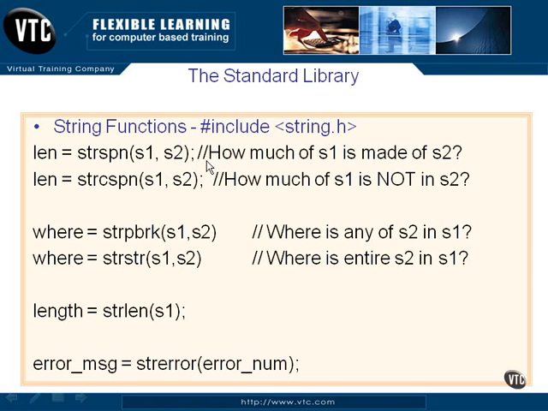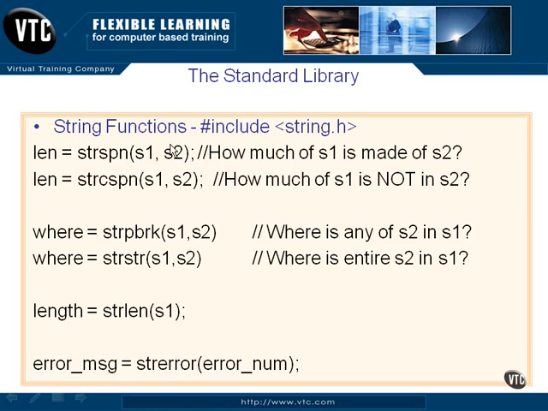So if this is the string, how much of S1 is made up of S2, and S2 was the letters HOW, we would see that 3 would be returned, because the H, O, and W is where the prefix stops. That's how much of the beginning of S1 is in S2. If you make S2, let's say, just a space, you can find out how many leading spaces might be in string 1 if you need to trim off some text or something. So that's what's going to happen.